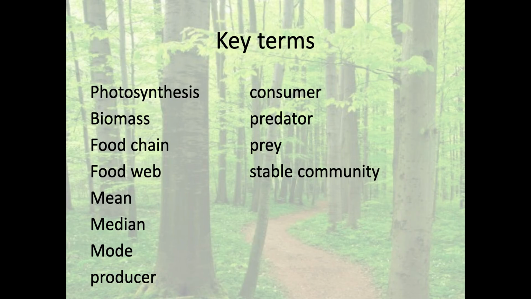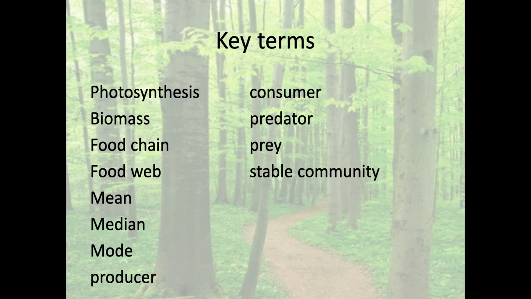So back to our key terms then. There they are again. You should have been defining photosynthesis, biomass, food chain, food web. I didn't say what these words meant. So mean, that's your average. So you take all your numbers, add them together, divide by the total number of them that you have. So if you had 5, 10, 15, 20, 25, you'd add them all together and divide by 5 because you have 5 pieces of data. That's your mean, your average.